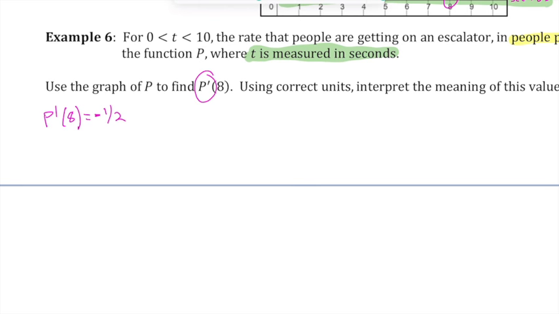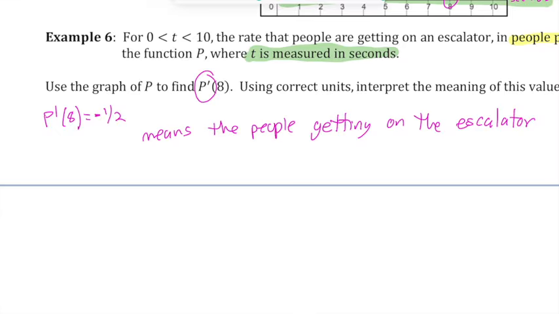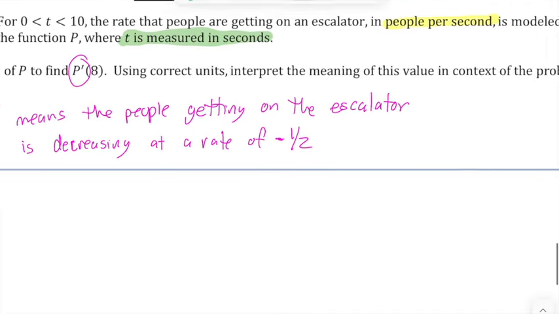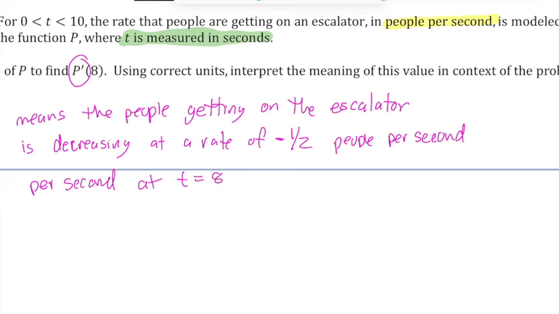Now, what does it mean? So the people getting on the escalator, is this increasing or decreasing? Well, it is negative, so it is decreasing. At what rate? And it is -1/2. Units are going to be people per second, and then per second, and then at what time? At t equals 8 seconds. And there you go.